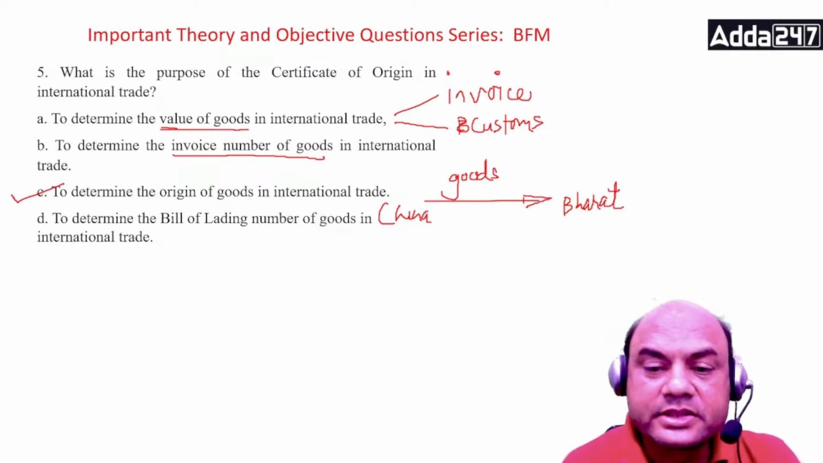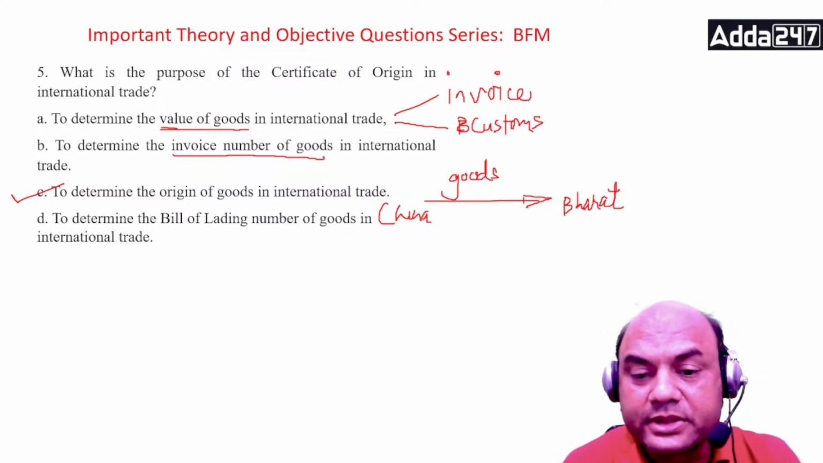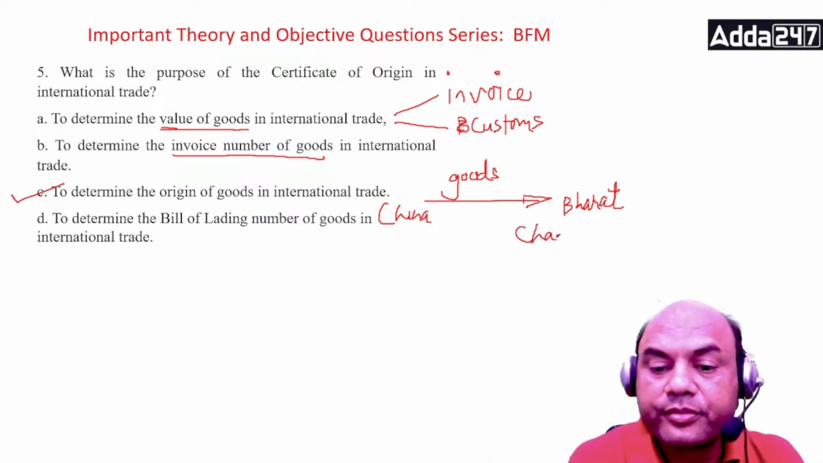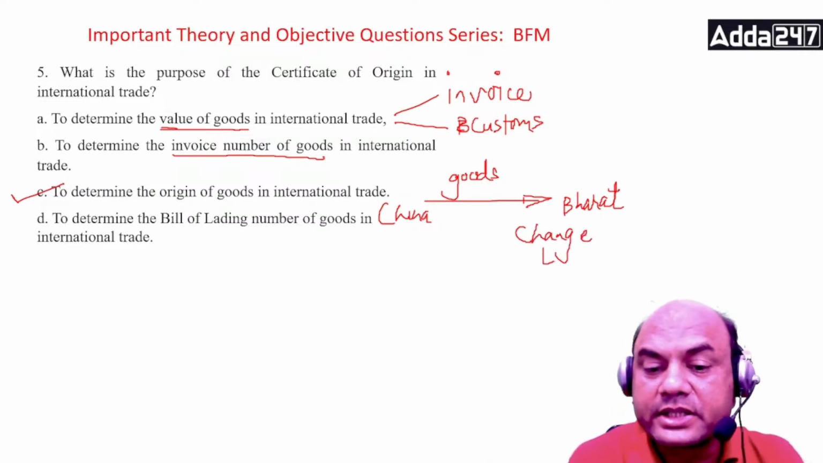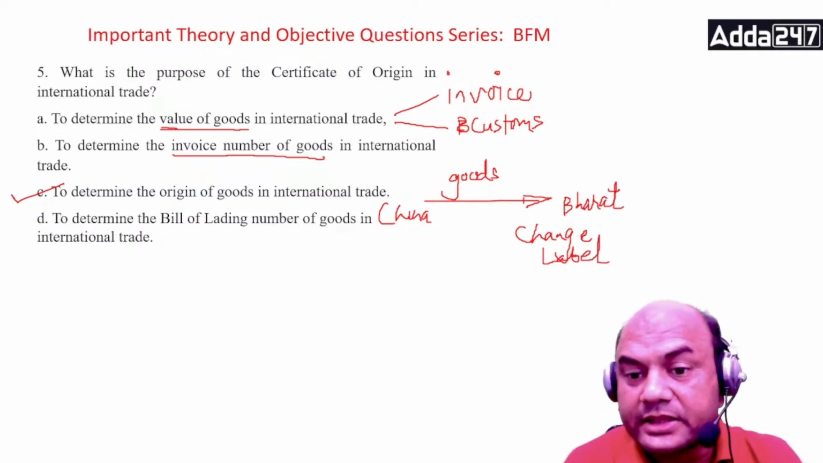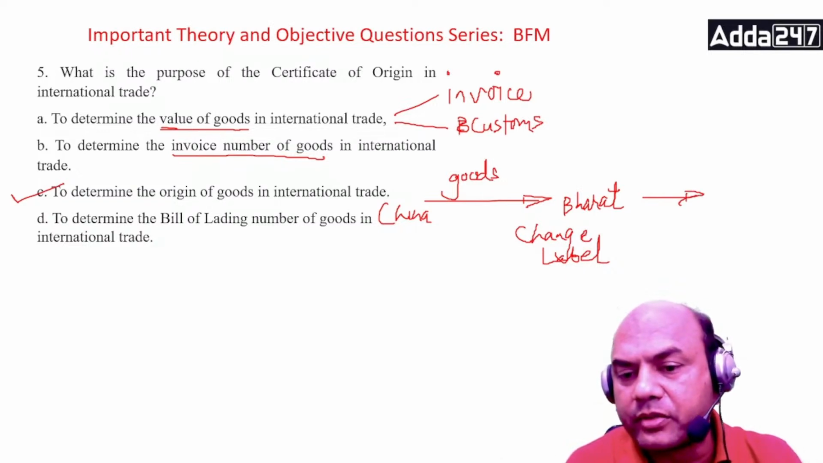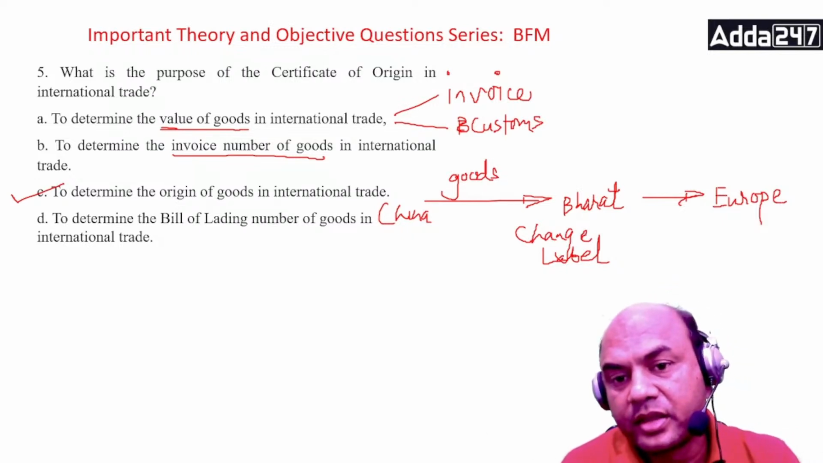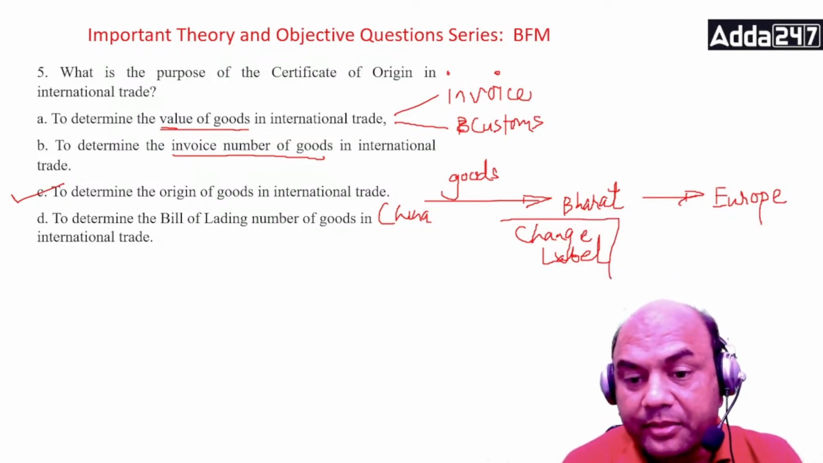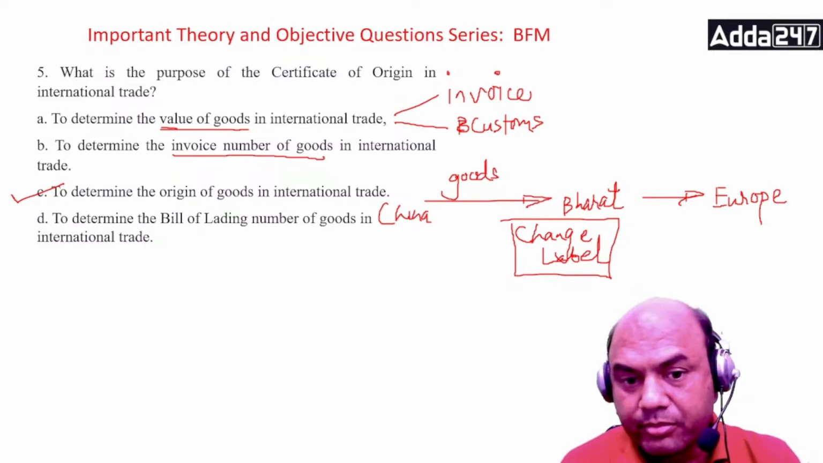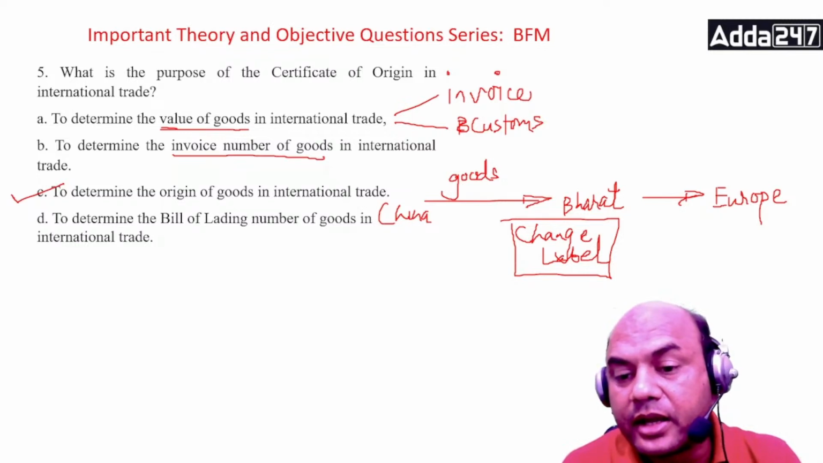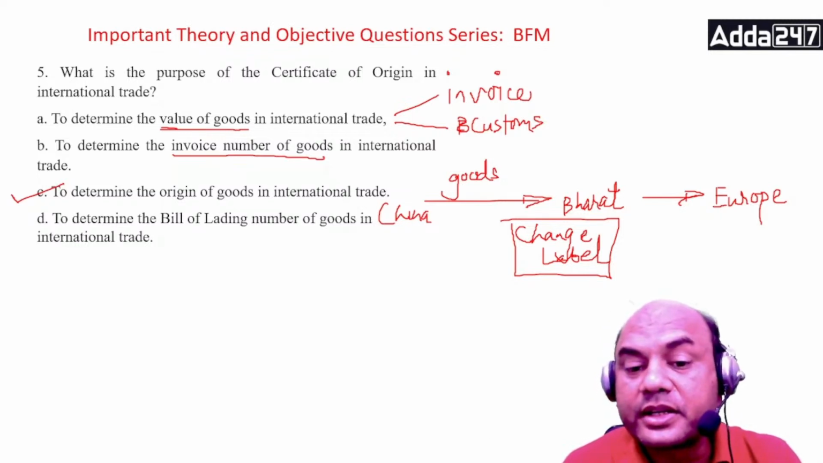Now what happens in this? Once the goods are brought, this person will change the label. If he changes the label and makes it made in India, and then sells it to some other country, Europe or anyone, is this ethically correct? I am selling goods manufactured in some other country, changing the label to made in India and then selling it. So ethically it is wrong.